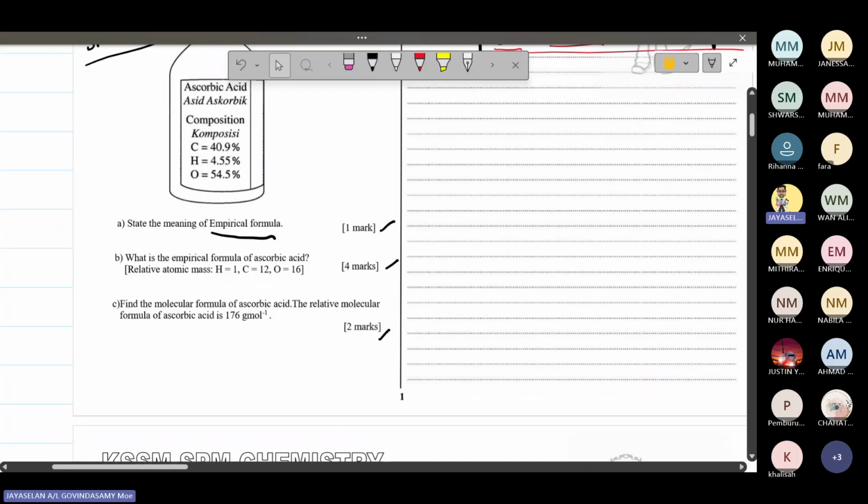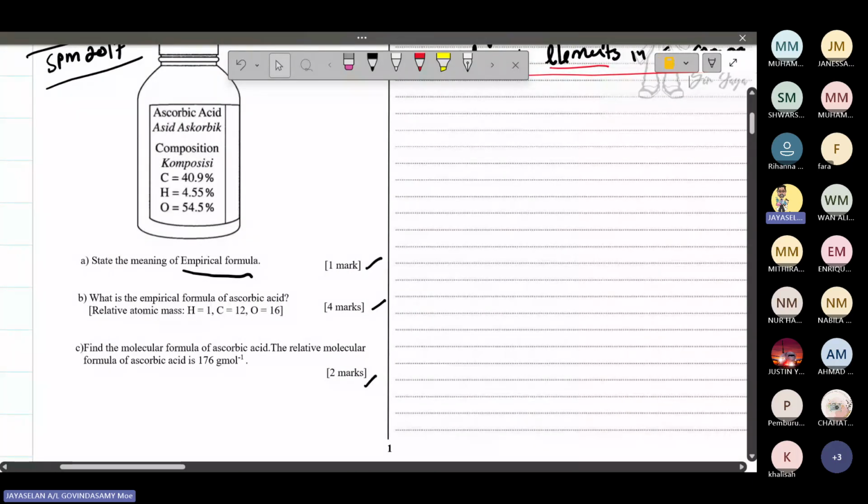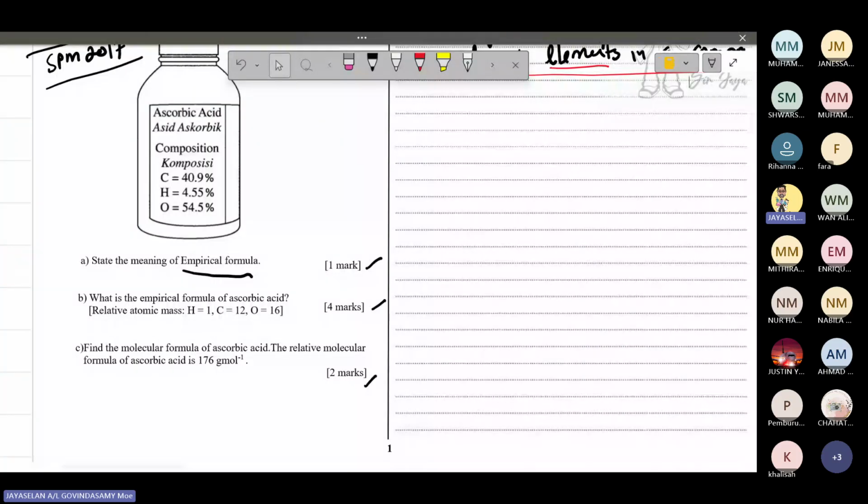Right, what is the empirical formula of this compound? Okay, y'all listen. Later I will record, then I will extract the video. I will put it on YouTube, then I will send it to y'all. Y'all watch the recording and adjust the speed very fast. Then y'all write down the answer. Okay, and you try to do it together on your own and you check the answer.